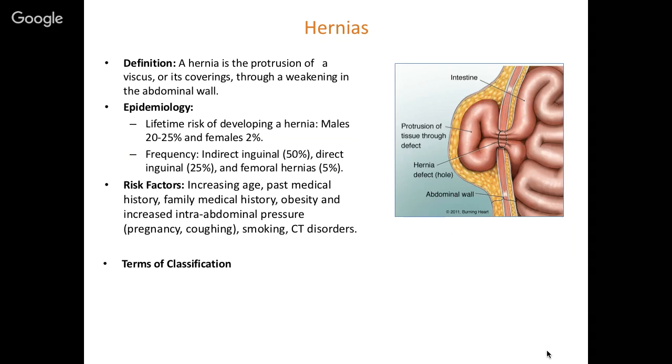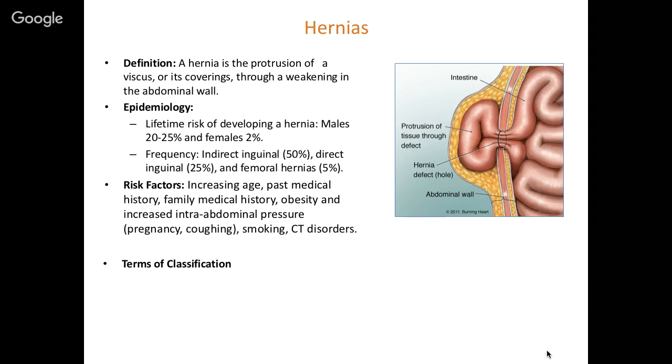In terms of classification, does anyone know how we classify hernias? So there's complete and incomplete. Yes, that's very true. That's what I'll be classifying on the next slide. So complete and incomplete is one way of classifying it. That just refers to how much of the hernia is protruding through. Is it the whole loop of bowel or just a partial protrusion through a defect?